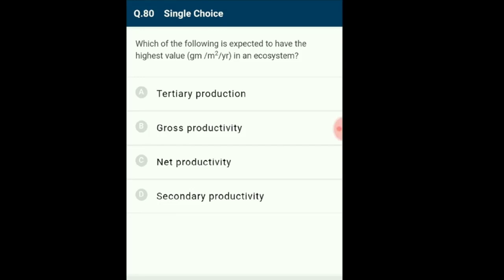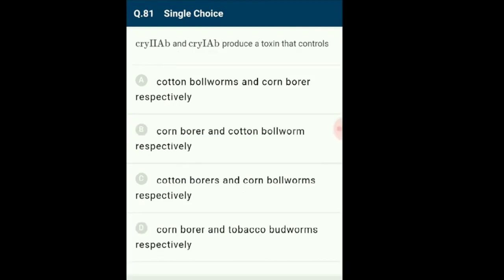Of biomass produced by plants per unit area per unit time. GPP is the rate of production of organic matter during photosynthesis. So the answer is option B, gross productivity.